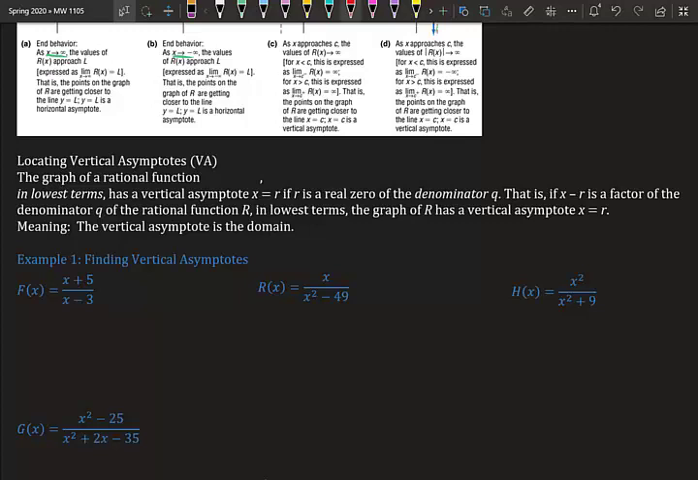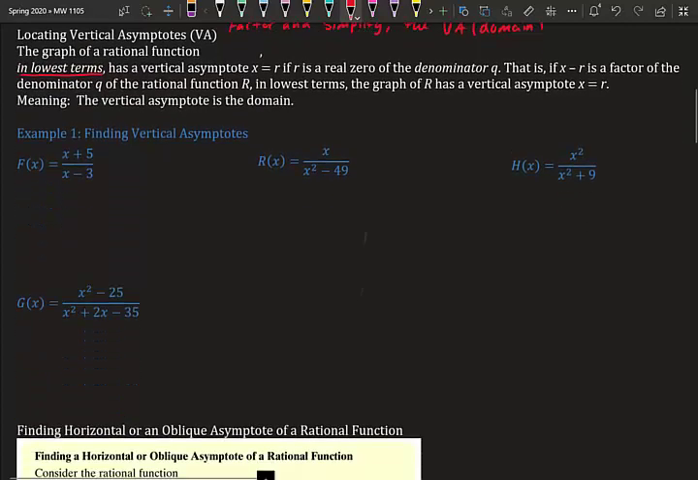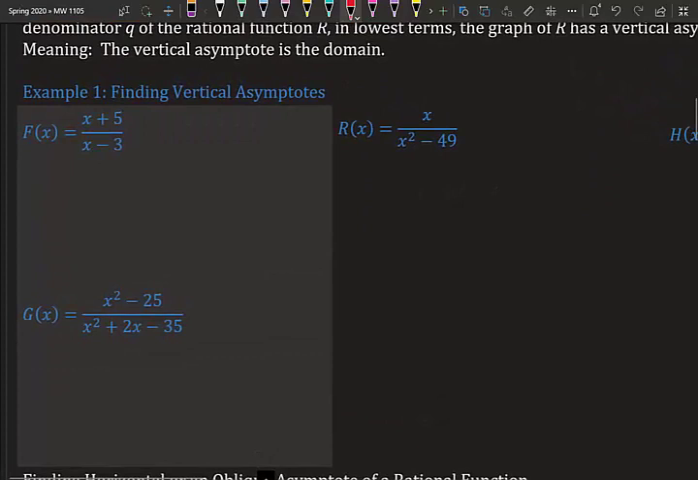But in lowest terms, you see how that's italicized? Why? Well, because that's a new phrase for us. It means to simplify. So it means to factor everything and simplify. Then find your vertical asymptote, which is just your domain. So in order to find our vertical asymptote, we just find the domain.